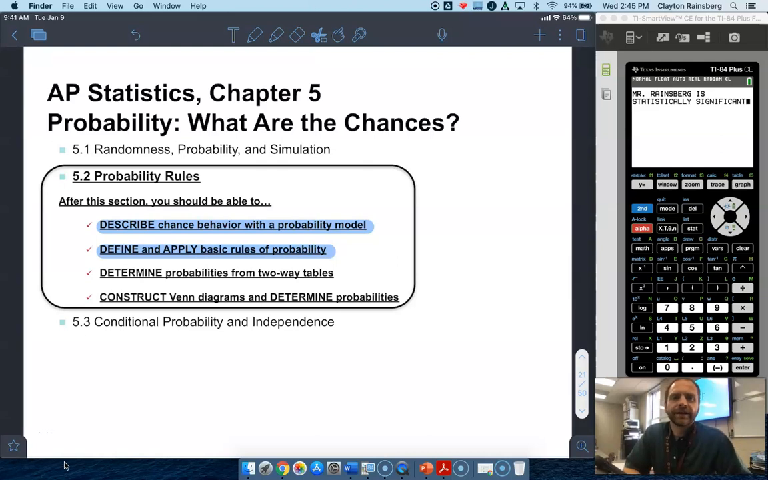We are looking at lesson 5.2, and these are really the rules of probability. So it's only two targets that we're trying to hit here: describing chance behavior with the probability model. But there's a lot of things in what is a probability model and what creates it. And even just the basic rules of probability, we're told they're basic rules, but don't let that word basic fool you. It's really got a lot of meat on what the rules of probability are.